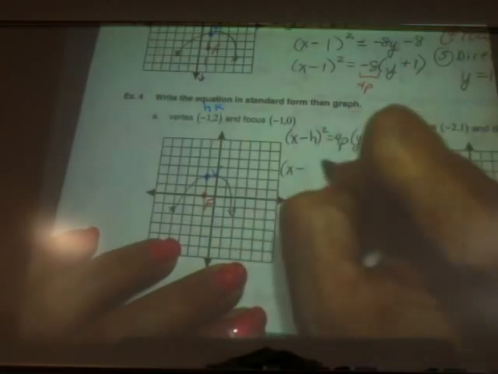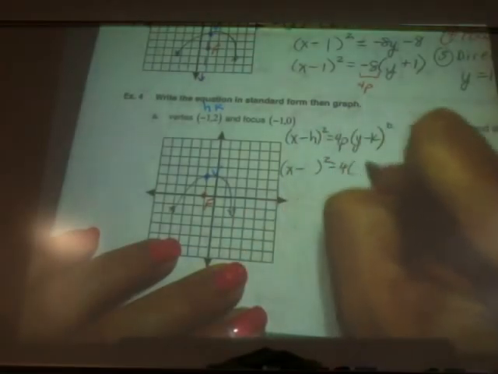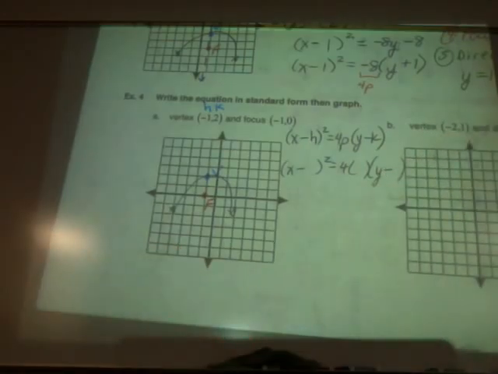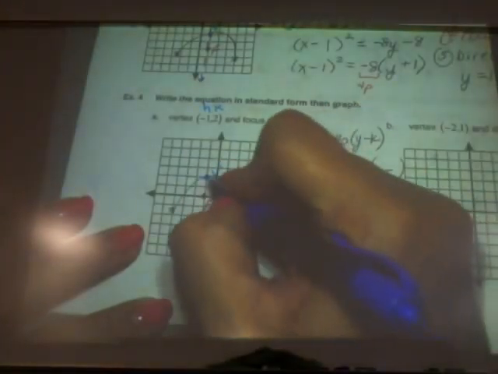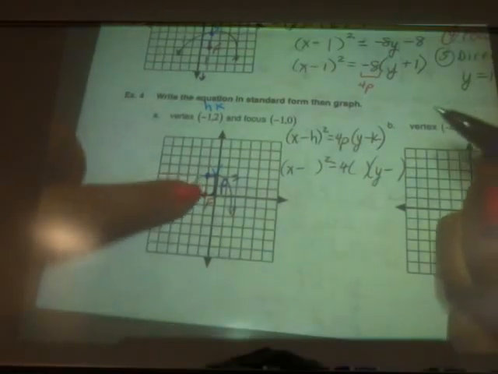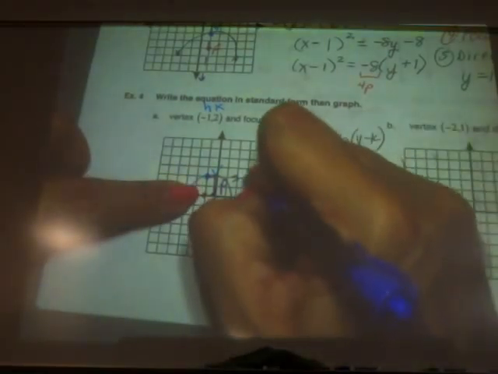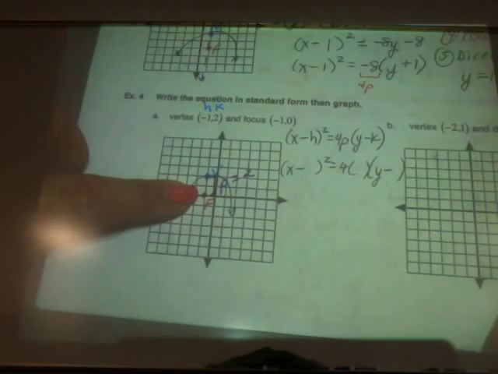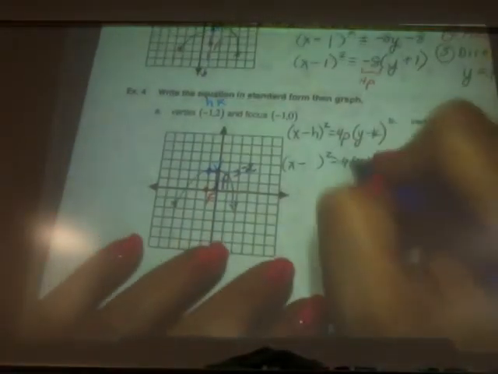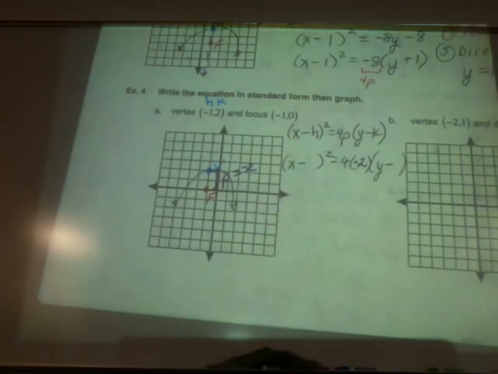X minus 4 times, we'll find those in a minute, and then Y minus. So let's find how far apart these are. How far apart are these? Because this is P. What's that distance? 2. Is the parabola opening up or down? Down. So is this a positive 2 or a negative 2P? It's a negative, right? So that means that I'm putting a negative 2 in here for my P. If it had opened up, I would have just had a positive 2. So that kind of tells you, you have to know the sign of your P.